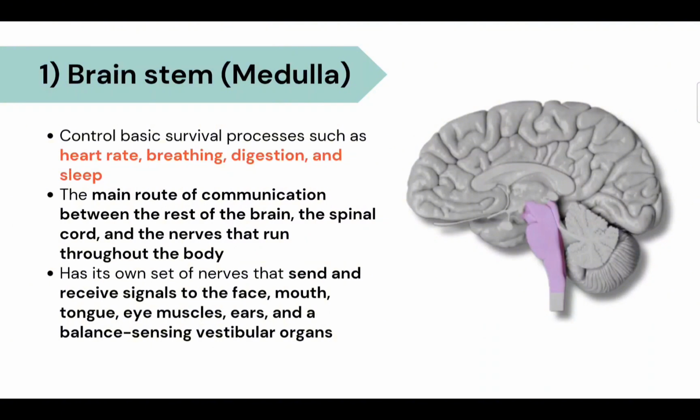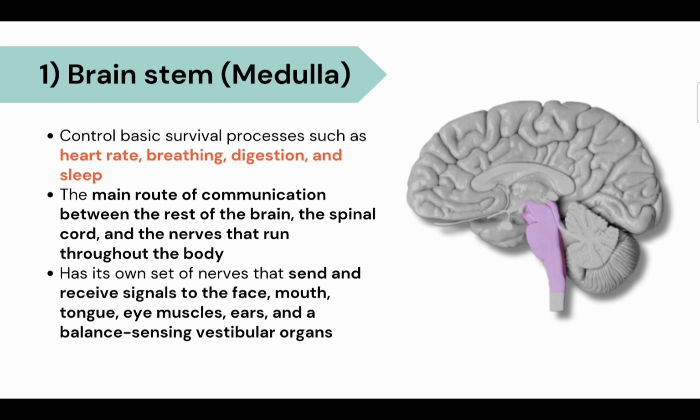The brainstem, as highlighted in purple, controls basic survival processes such as heart rate, breathing, digestion, and sleep. It is the main route of communication between the rest of the brain, the spinal cord, and the nerves that run throughout the body. This brainstem has its own set of nerves that send and receive signals to the face, mouth, tongue, eye muscles, ears, and the balance-sensing vestibular organs.